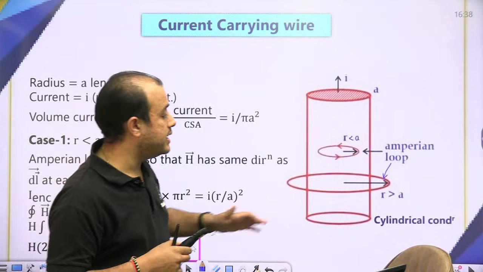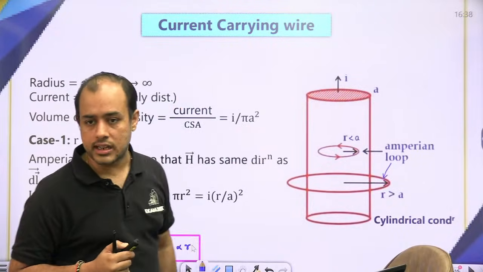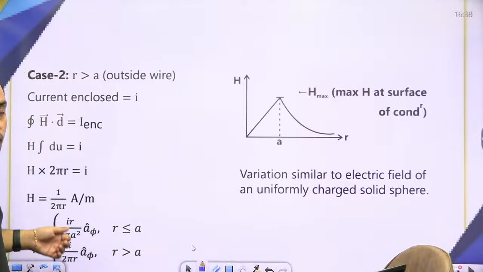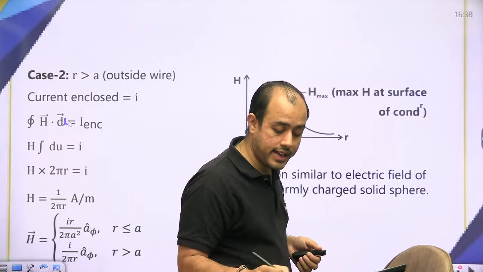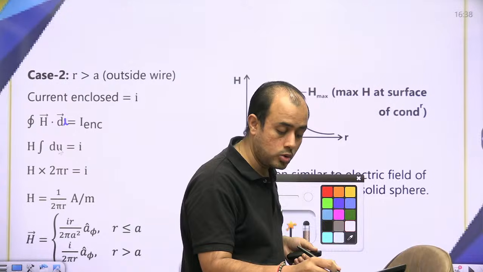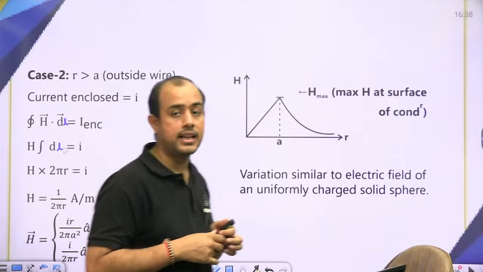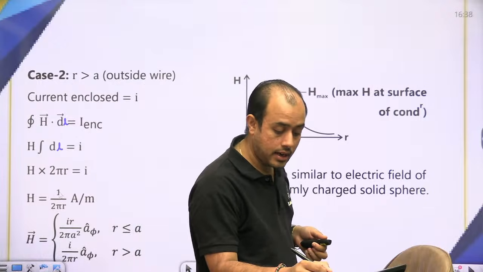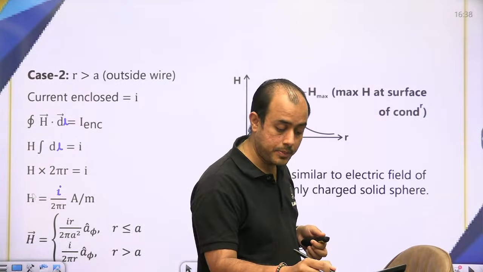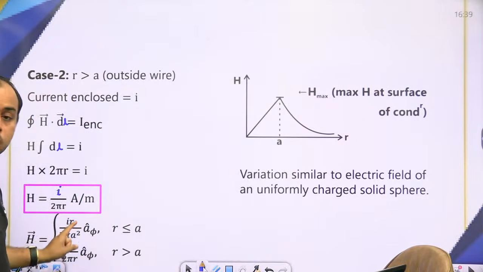If I take an Ampere loop outside the cylinder, then the current enclosed is same as the total current I. So H dot dl is current enclosed, which is total current I. Now H is same at all points of the loop, so it can be taken outside. Now again integral dl is the circumference 2 pi r. So H is I upon 2 pi r, so inversely proportional to r. So inside it is directly proportional to r, outside 1 by r. Okay.